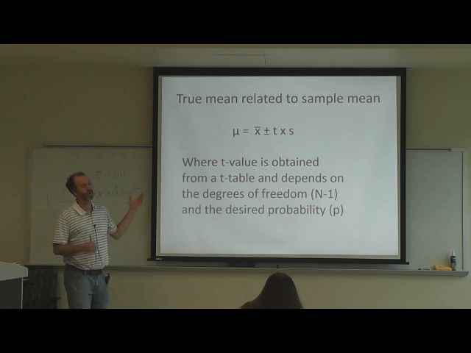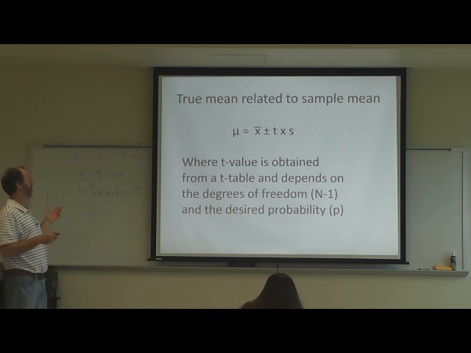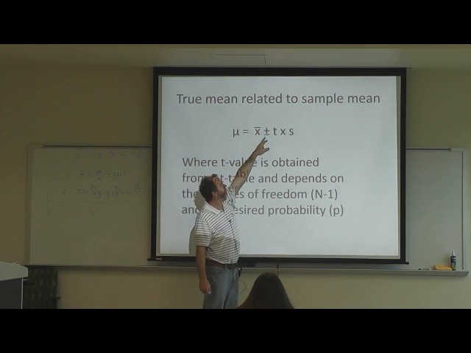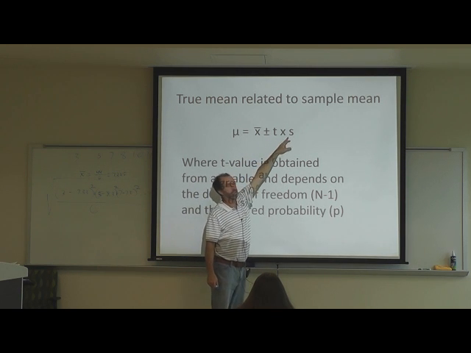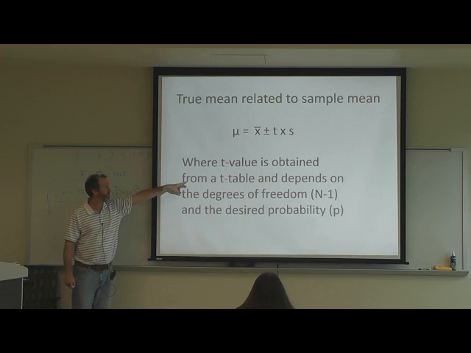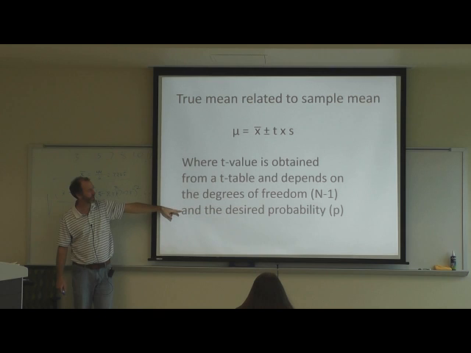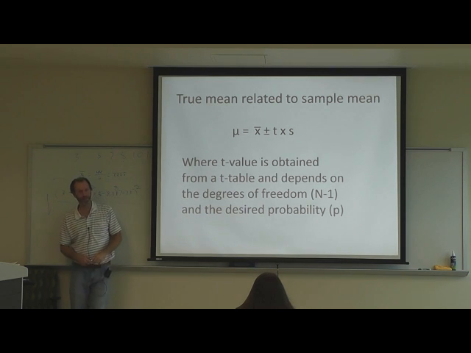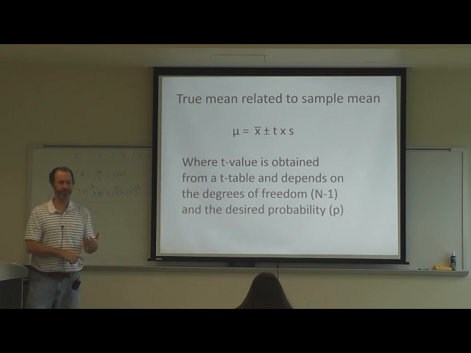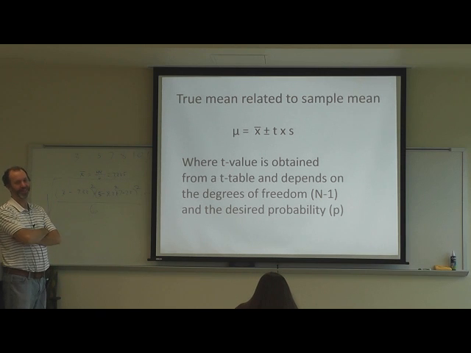So, the true mean, we talked about this a little, relates to the sample mean. The true mean is going to equal the sample mean plus or minus the t statistic times the standard deviation. The t value is obtained from a t-table and depends on the degrees of freedom. Did you guys look at t-tables? Yeah. So we'll do some of that. I'll include a t-table on the test so you can look it up.